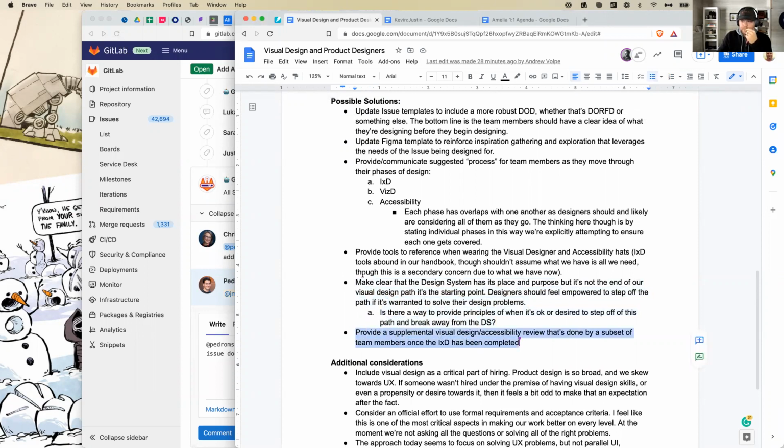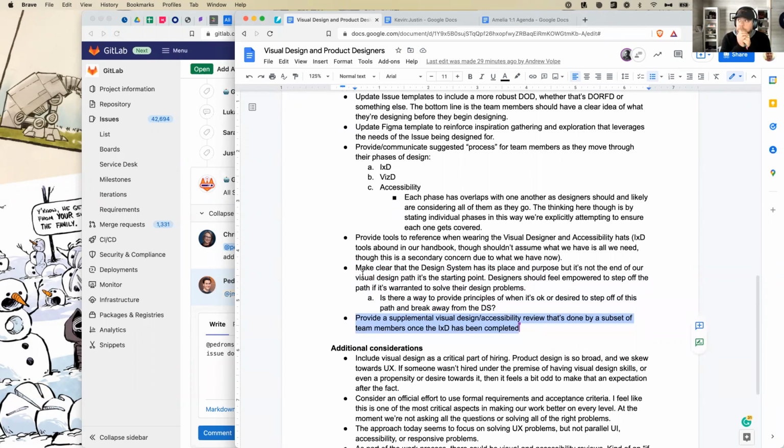Provide a supplemental visual design and accessibility review that's done by a subset of team members once the interaction design has been done. So this idea is similar to the review process where we post to the UX channel and people jump in and provide feedback, but maybe there's a marker that we can put on something that says I'm asking for review, not necessarily from an interaction design perspective, but more of a visual design. Give me thoughts from that perspective: layout, accessibility, etc.